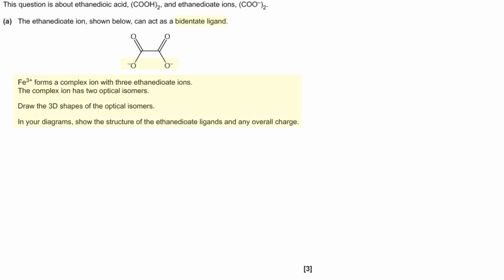So as you can see, you have the ethanedioic ligand with 2 negative charges, meaning 2 separate places where lone pairs that can involve themselves in coordinate bonding are found, hence the bidentate ligand. It tells you that it reacts with Fe3+ to form a complex ion with 3 ethanedioic ligands. It has 2 optical isomers. They want the 3D shapes of these optical isomers with the structure of the ethanedioic ligands and any overall charge.